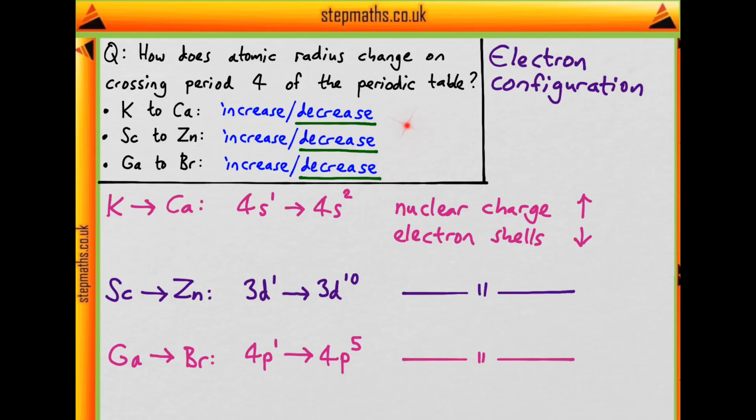So this is our final answer. The radius will decrease in all 3 cases. So this corresponds on the question paper to answer C.